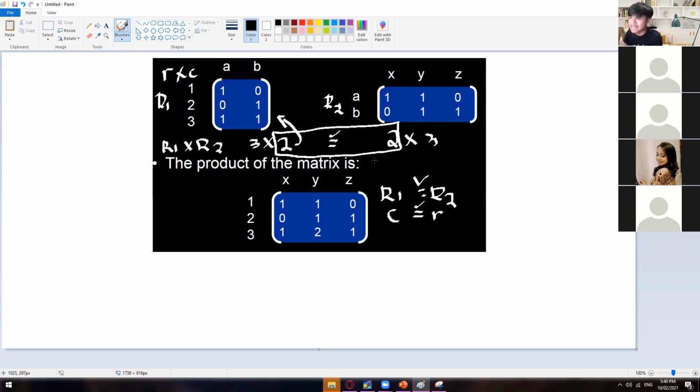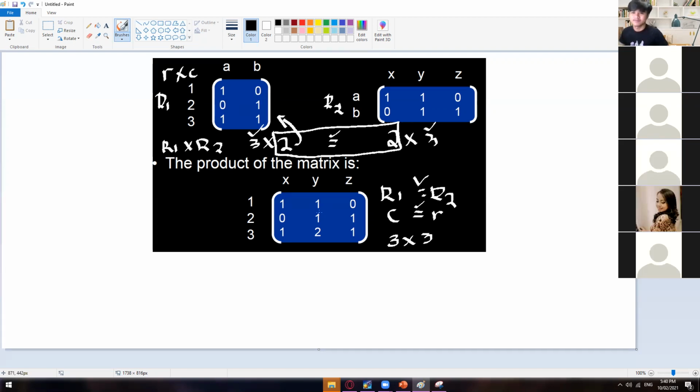And how will you know the size of that matrix? You will know that by the row of your first matrix and then the column of your second matrix. So as you can see, you will have a 3 by 3 product from those two matrices. We have 3 by 3, 3 rows and then 3 columns. Gets so far? Yes, sir. Gets. All right, so I hope that you guys really get it. All right, next step.